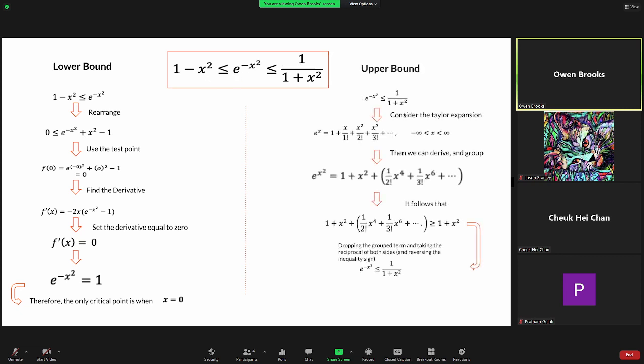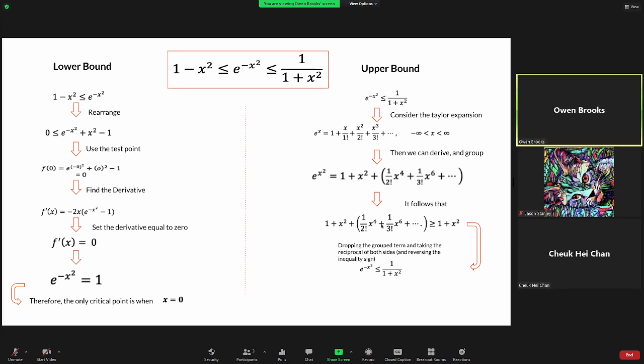And then for the upper bound, we can use the e to the x squared Taylor expansion. And then notice that if we group these terms, these are all non-negative. And so it follows that this, with these grouped terms, has to be greater than just the 1 plus x squared. And then we drop these grouped terms and take the reciprocal of both sides, with e to the negative x squared and the 1 plus x squared, and then we get this. So we've established that upper bound as well now.